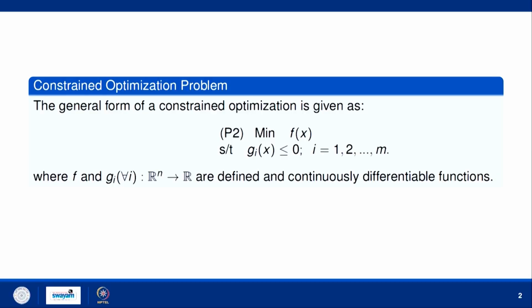So, this is a general constrained optimization problem which we have already discussed, in which we have to minimize the function f, which is the objective function, subject to g_i(x) less than or equal to 0, i from 1 to m. So, there are m constraints. Here we are assuming that f and g_i for all i are defined and continuously differentiable functions.